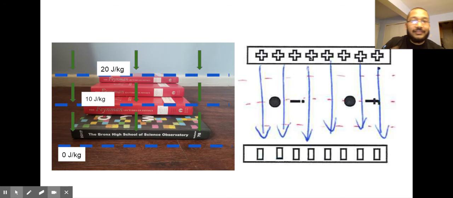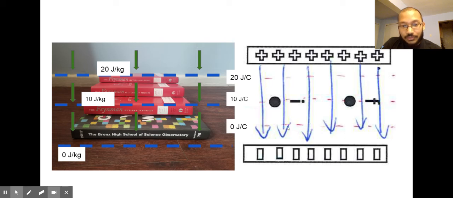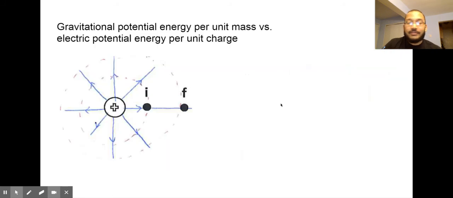It's exactly analogous, except instead of joules per kilogram describing a location, we're working with joules per coulomb. If I put a coulomb of charge over here, it would have, let's say, 0 joules of energy, whereas over here it would have 10 joules of energy. It's a number that describes the location and the energy a charge would have if it was there. There is an important difference, though, between the gravity and the electric analog.